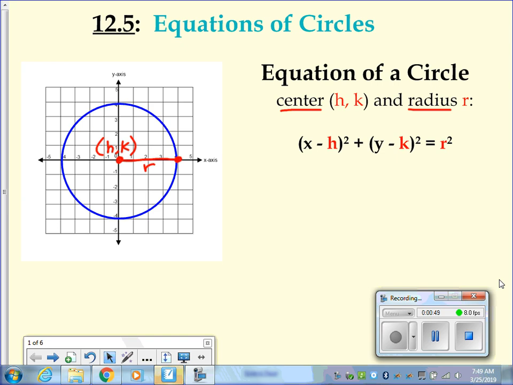So the equation of a circle is this right here. You'll notice it looks like the Pythagorean theorem, and that's because it's from the Pythagorean theorem. It's the group x minus h squared plus the other group, y minus k squared, equals r squared. And again, the h, the k, and the r, those are just the numbers from the center and the radius. So let's go ahead and practice some examples using this equation.